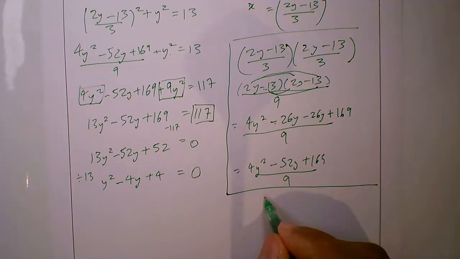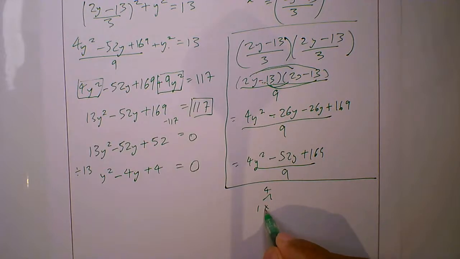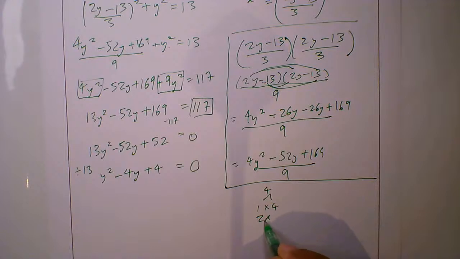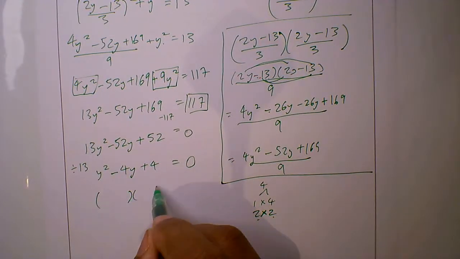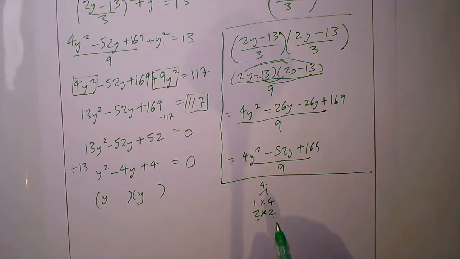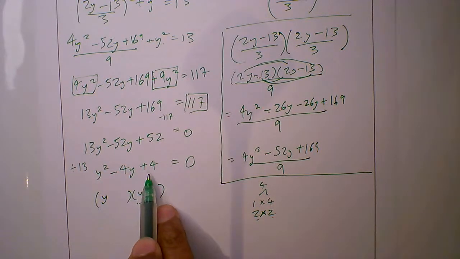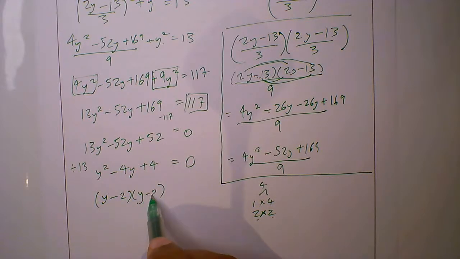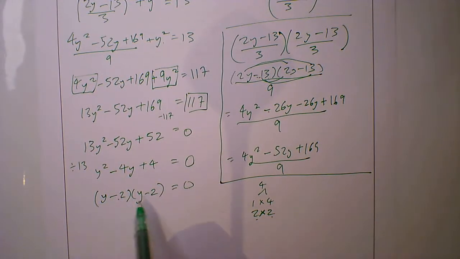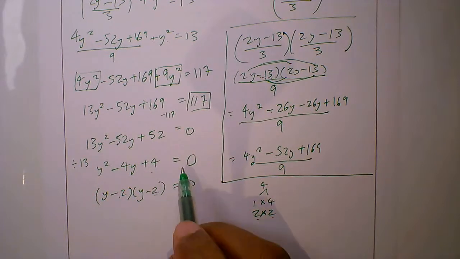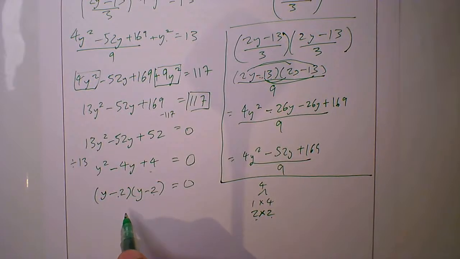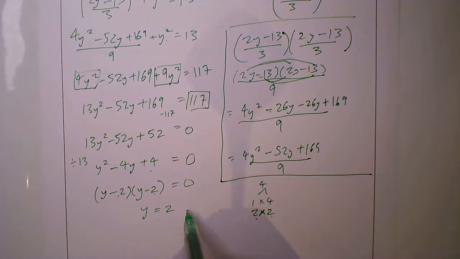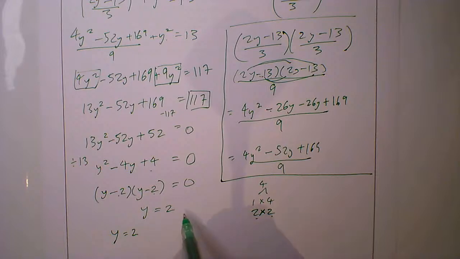If you think about what numbers make up 4, 1 times 4 and 2 times 2. So 2 and 2 gives me 4. So this can be y and y, and 2 is plus, so 2 negatives will give me 4. So minus 2 times minus 2 is plus 4. You've got that there, and then you can see y has to be 2. So we've got y equals 2 as a coordinate.